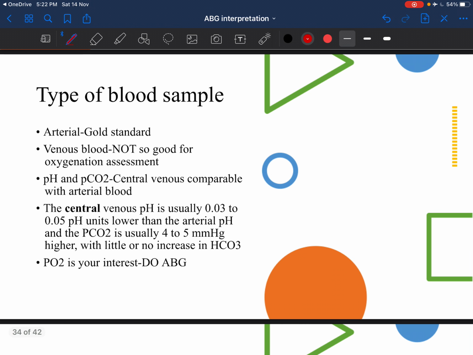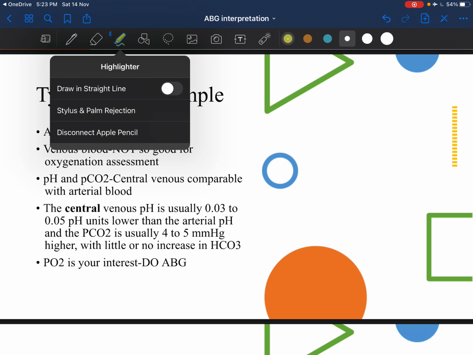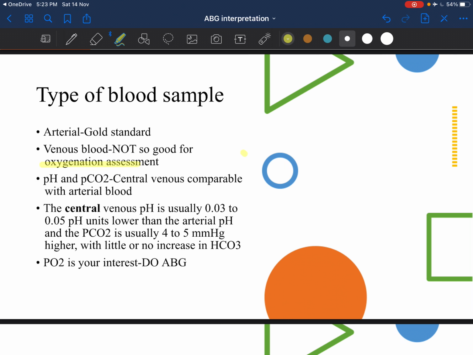Next, type of blood sample. Always arterial is the gold standard. Venous blood especially is not so good if you want to assess your oxygenation. Why? Because the arterial oxygen is extracted by the tissue by the time the blood reaches the venous circulation, isn't it so? So that is not preferred if you want to do an oxygenation assessment. For you to do a PaO2, always do an ABG.